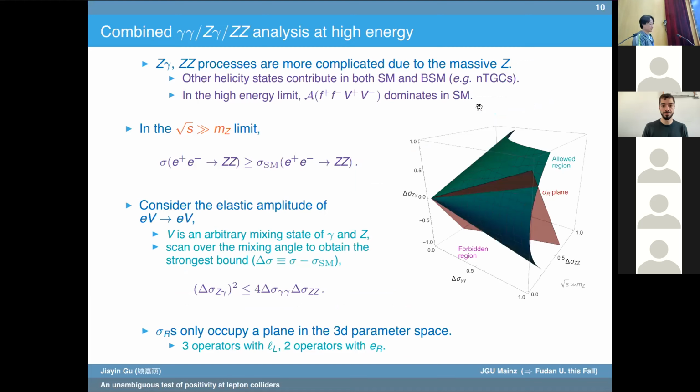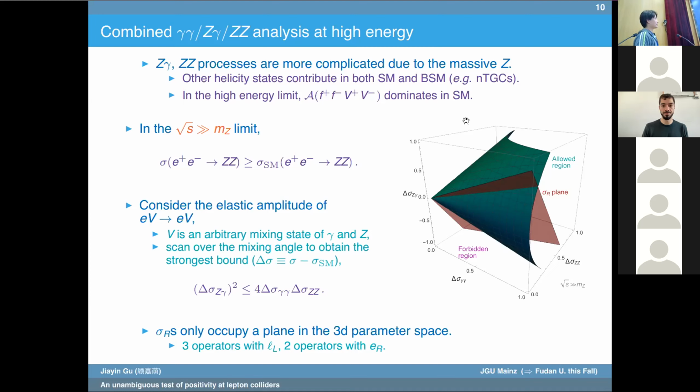Okay, so of course, as we know, the diphoton process is not complete. The same operators also contribute to the Z gamma and ZZ processes, but they are much more complicated, basically because the Z is massive. In that case, we have all sorts of helicity states, and they all mix with each other. In general, it's very complicated. But in the high energy limit, we can still basically treat the Z as a massless particle.